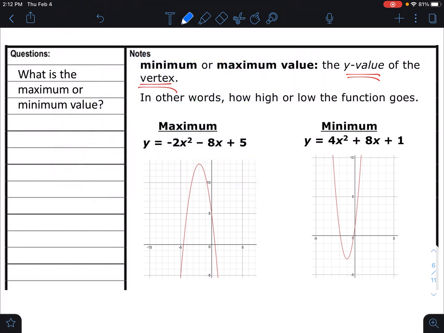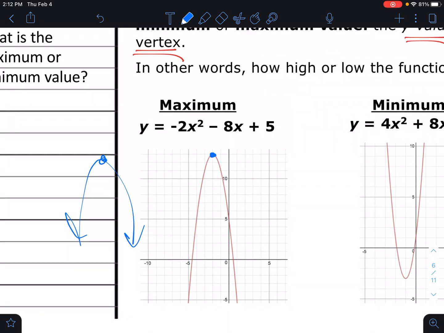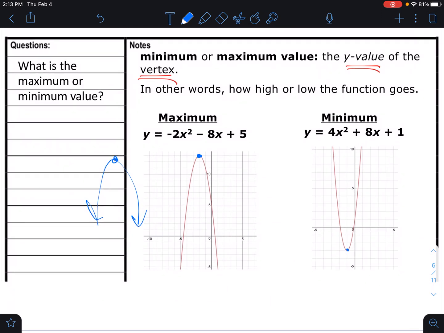The vertex is a maximum if it's the highest point. So notice when the graph opens down like this, the vertex will always be the highest point, so then it's a maximum. If the vertex is the lowest point, like this one, then it's a minimum, and that will always happen if the graph opens up. So the first thing you have to do is determine, does it open up or down? Then you can tell what's going on. This one opens down, so the vertex is the highest point. This one opens up, so the vertex is the lowest point.